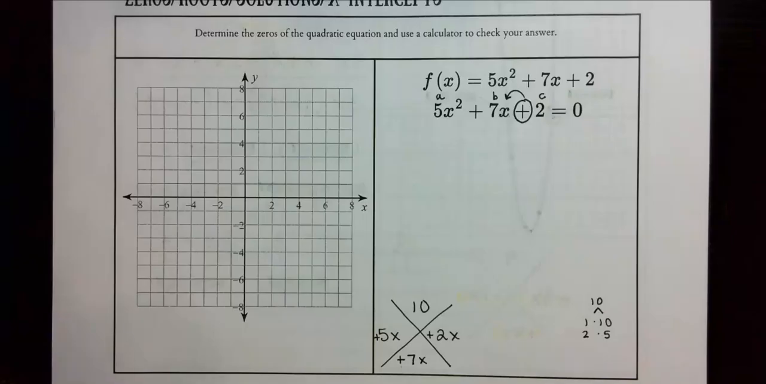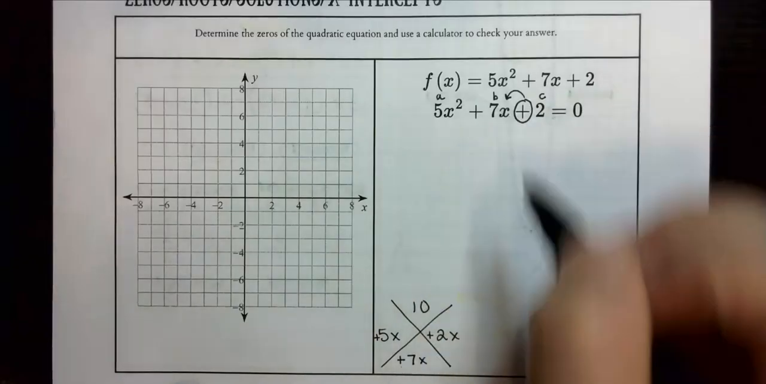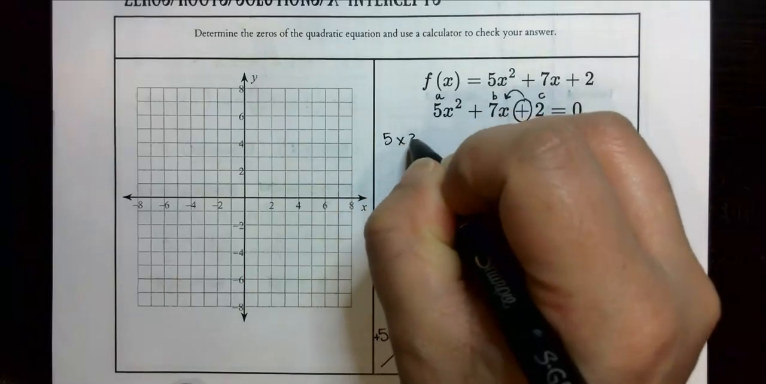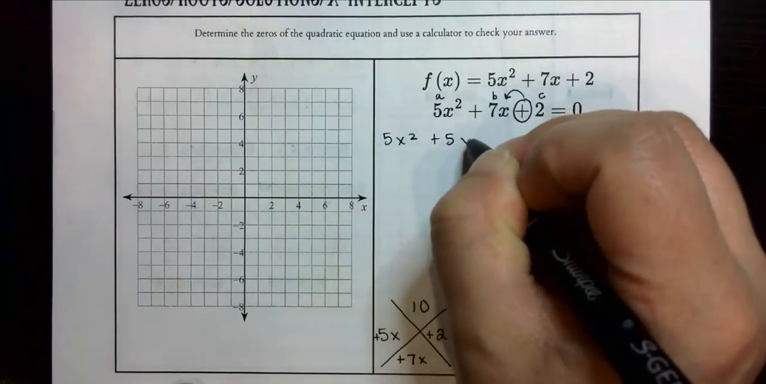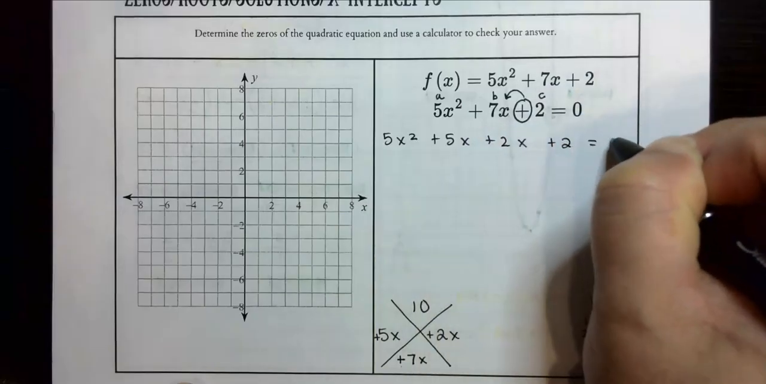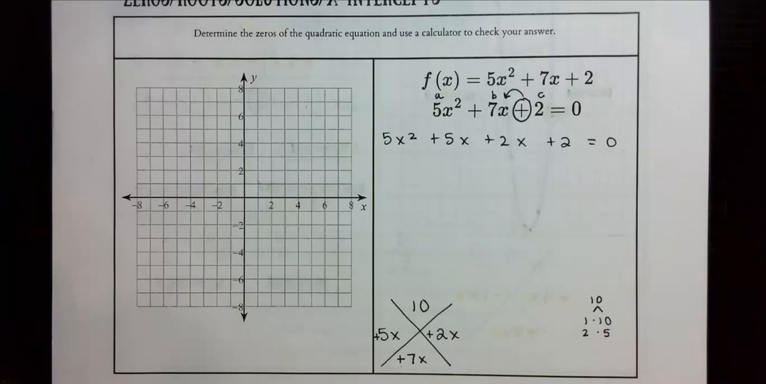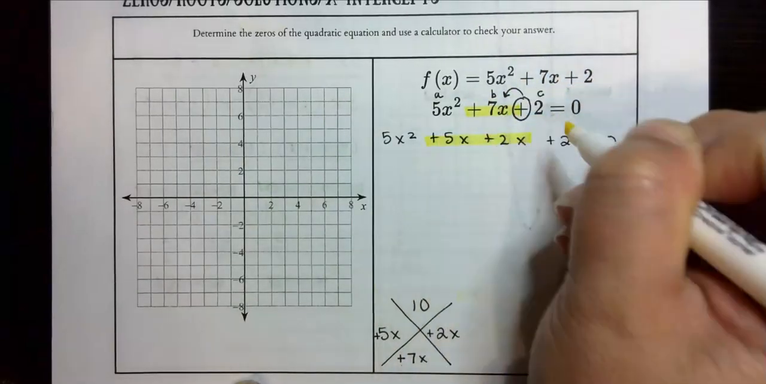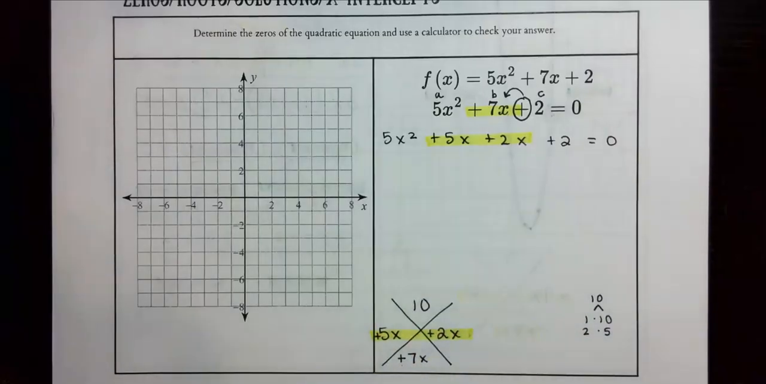All right, let's expand. So we're going to replace the 7x with these 2 numbers right here. So we're going to say 5x squared plus 5x plus 2x plus 2 equals 0. I like to color code, so I just want to remind you what happened to the 7 when you come back and look at your work.